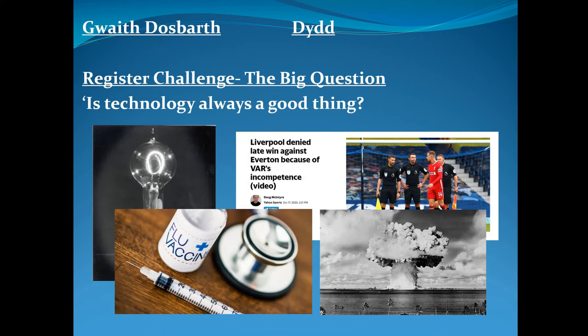We've also got some things on the other side there. Football, Liverpool losing to Everton last week, supposedly because of the incompetence of the video analysis, the VAR. So think about that. And we've also got a more serious kind of problem there with things like the atomic bomb and explosives being developed.